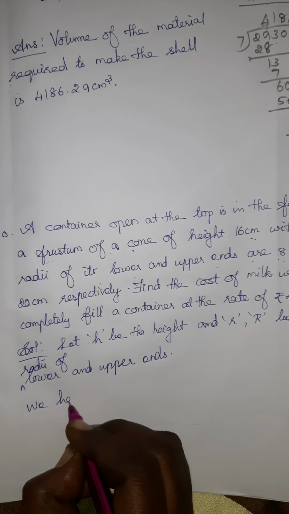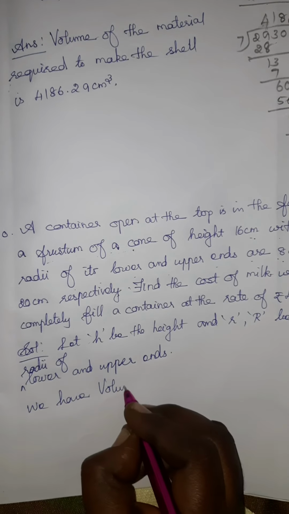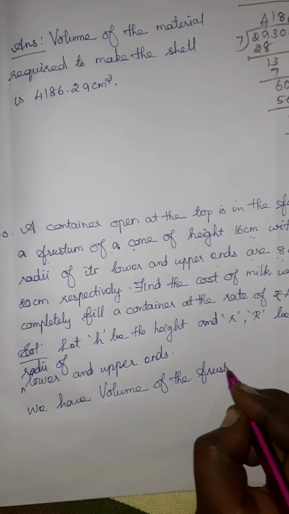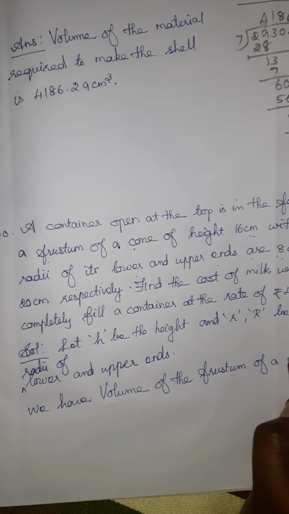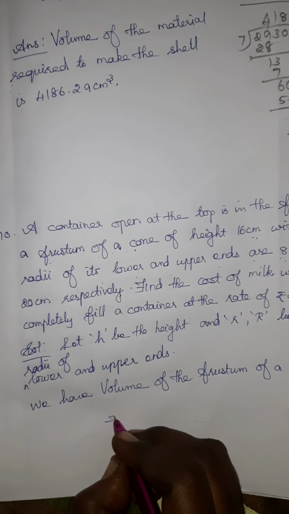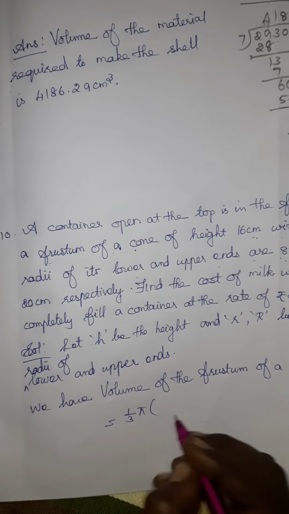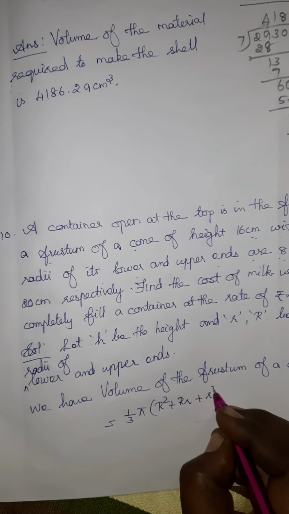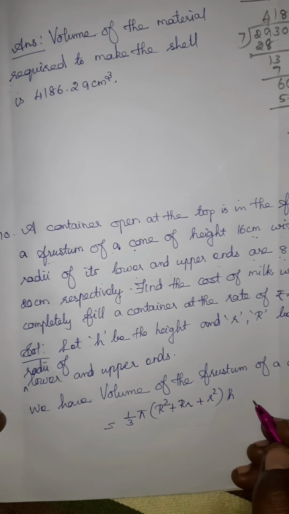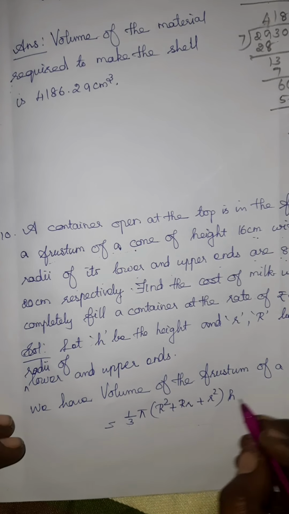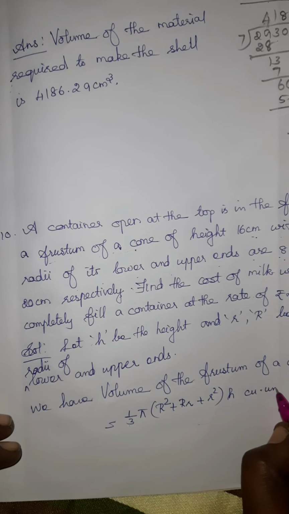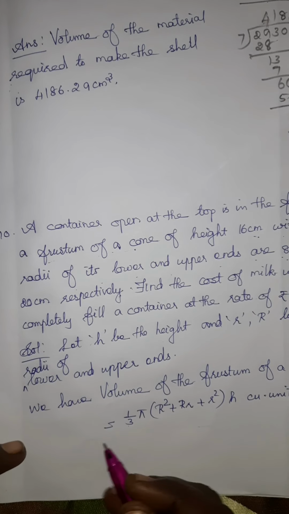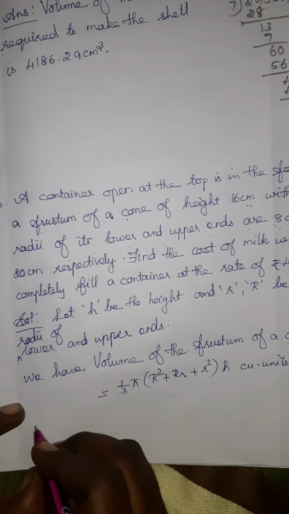Now we need the formula for the frustum of a cone, that also we can write. We have the volume of the frustum of a cone is equal to 1 by 3 into pi into capital R square plus capital R into small r plus small r square into h. Otherwise, pi h divided by 3, that way also you can write, in cubic units. Now we have written the formula for the volume.